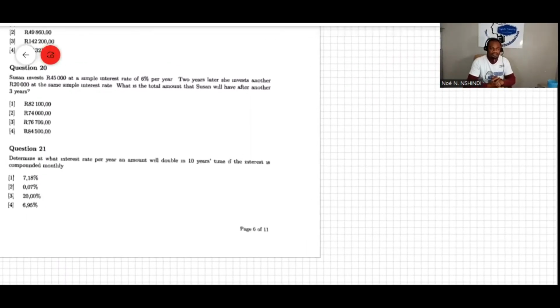Well, we have a question here. Question 20 says that Susan invested 45,000 at a simple interest rate of 6% per year. 2 years later, she invested another 20,000 rand at the same simple interest rate. What is the total amount that Susan will have after another 3 years? All right. Okay, so we can solve this. We're looking for the total amount, that's what the question says.